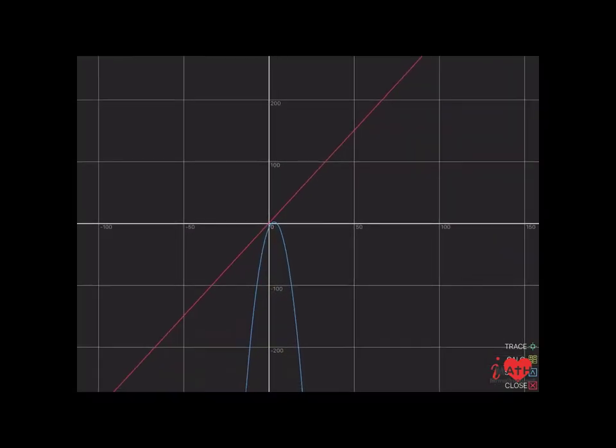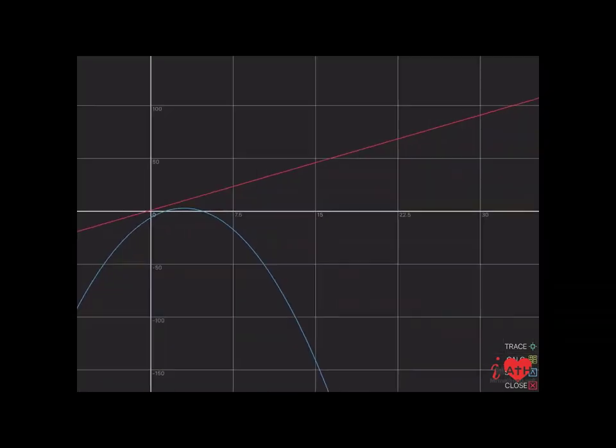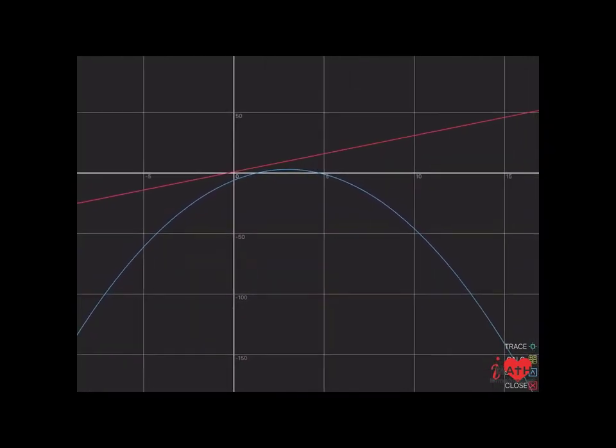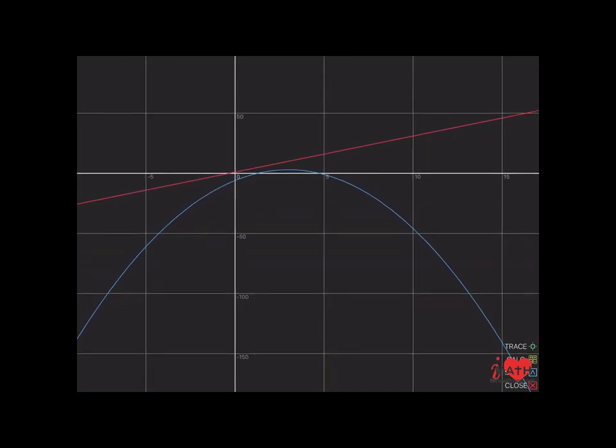Okay, so here's my graph, and I can zoom in. You can see that it's changing the axes. And you can just see that they're not going to intersect. Love math. You don't love math? What's wrong?